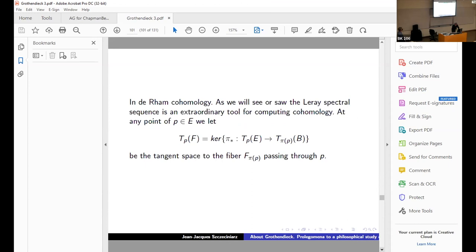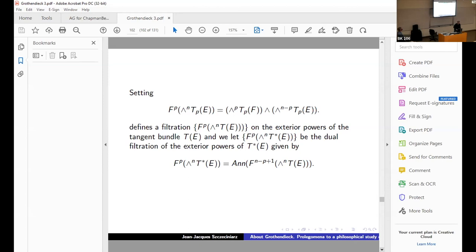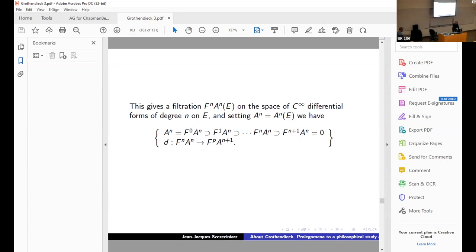So in de Rham cohomology, we say that the de Rham spectral sequence is an extraordinary tool for computing cohomology. At any point, TF is the subbundle in this form, the tangent of the fiber of P passing through A. And we have this with the wedge. And we define a filtration of the exterior power of the tangent bundle. We let F^p be the wedge, and T star with a dual filtration of the exterior power of T star given by F^p. This gives a filtration on the space of C infinity differential forms of degree n on M.